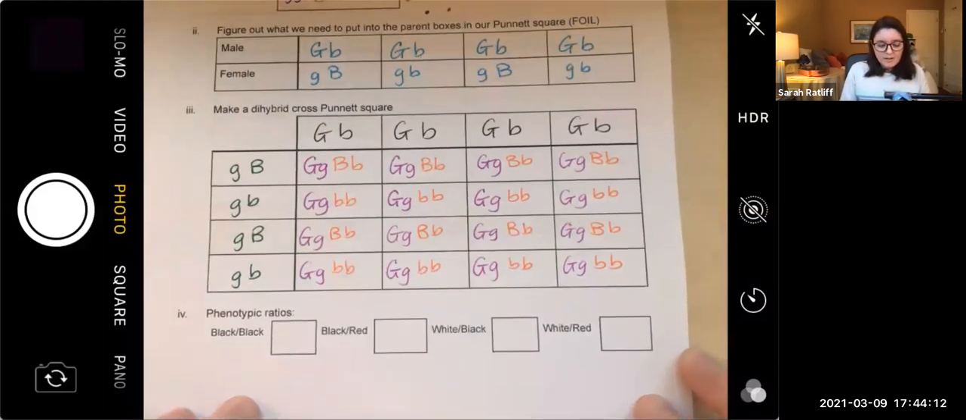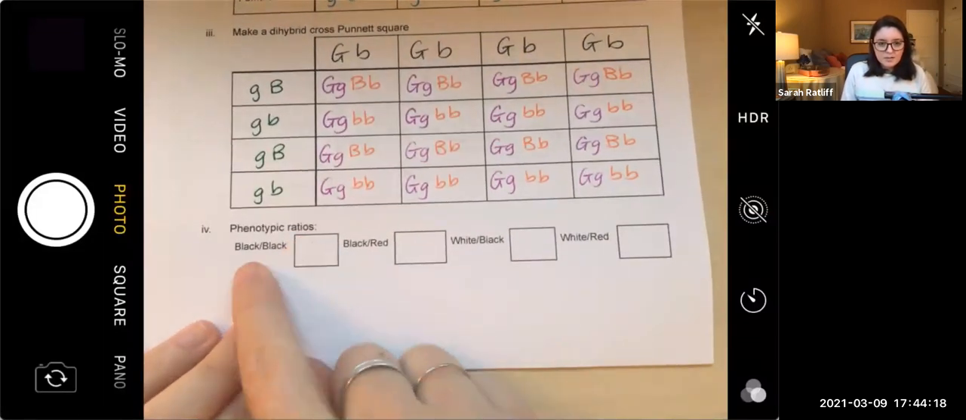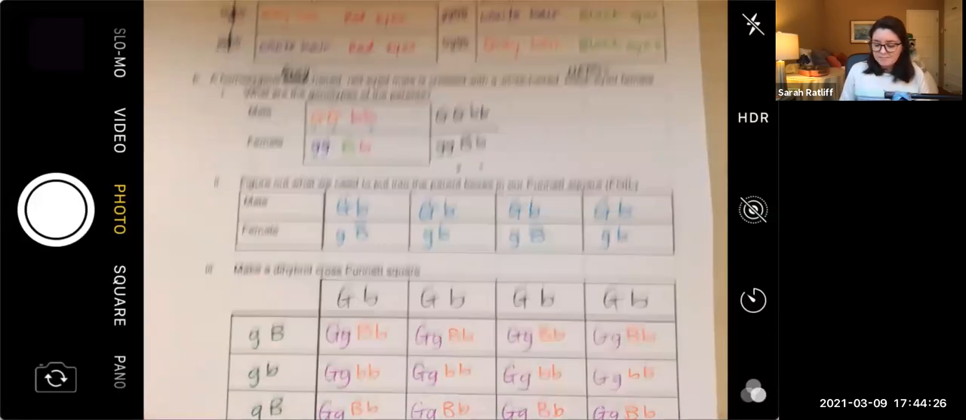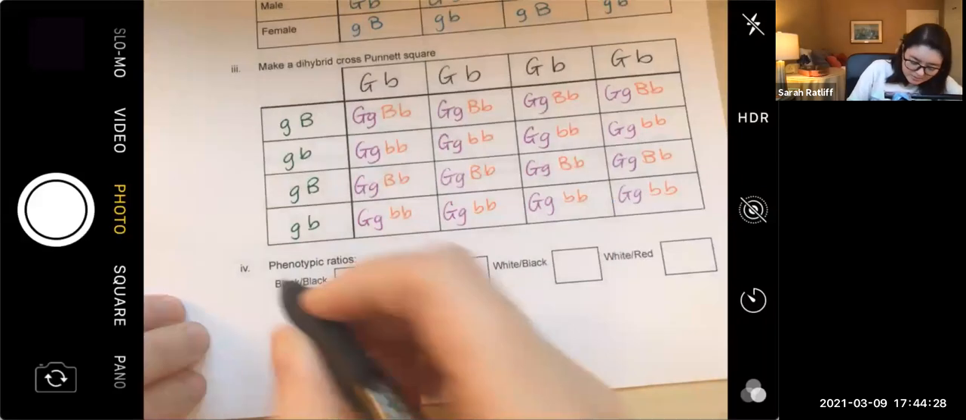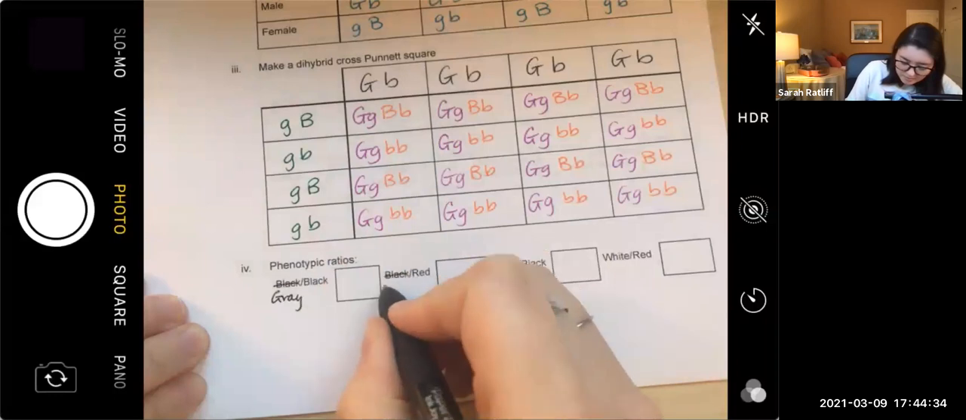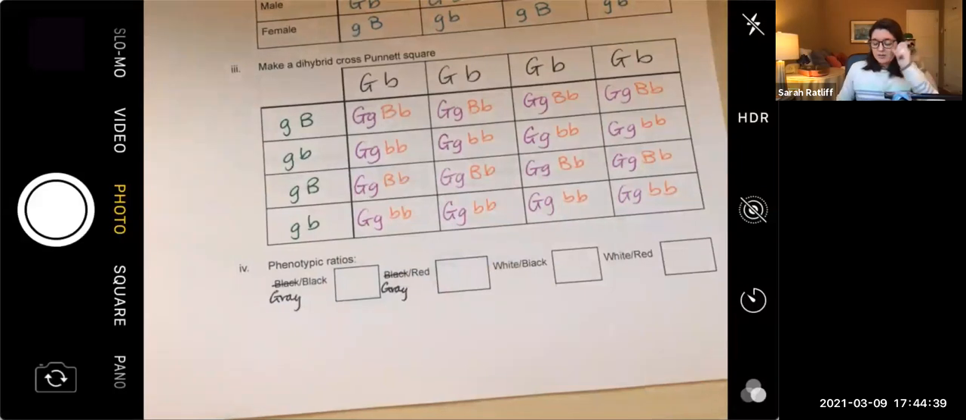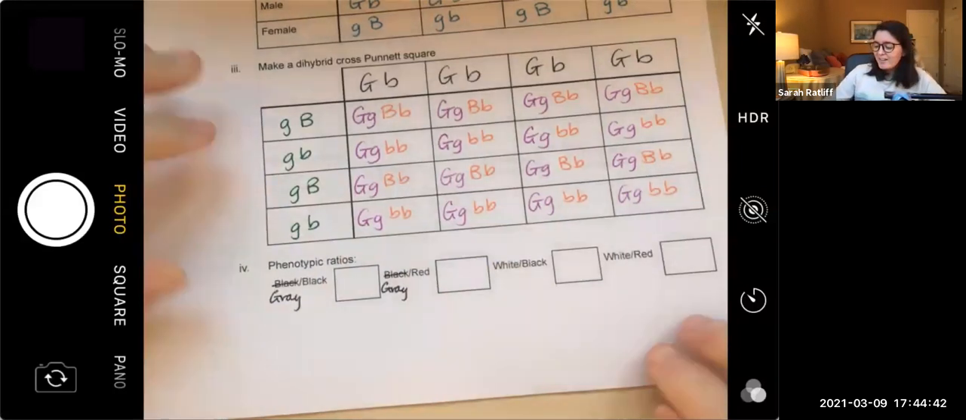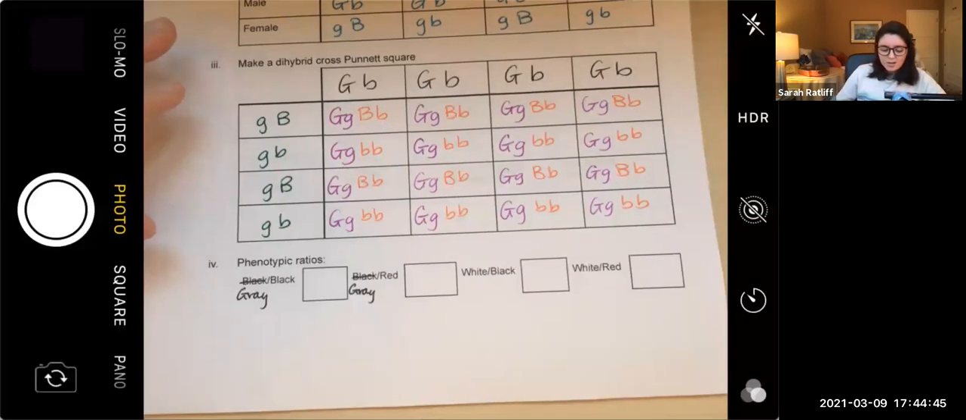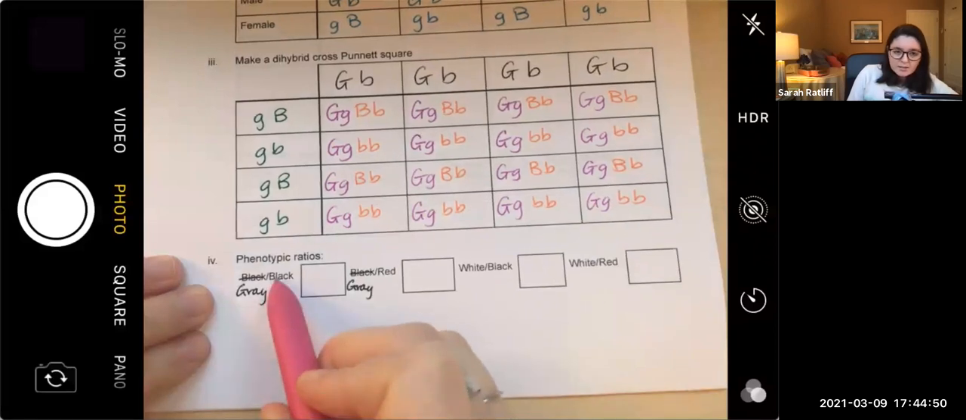All right, now phenotypic ratios down here at the bottom. Let's scooch up a little bit. It's gray and white, black and red. Wait, okay. Sorry, I will make that change on yours. All right, getting into it. I'll go back and use my pink color. So how many are gray with black eyes?